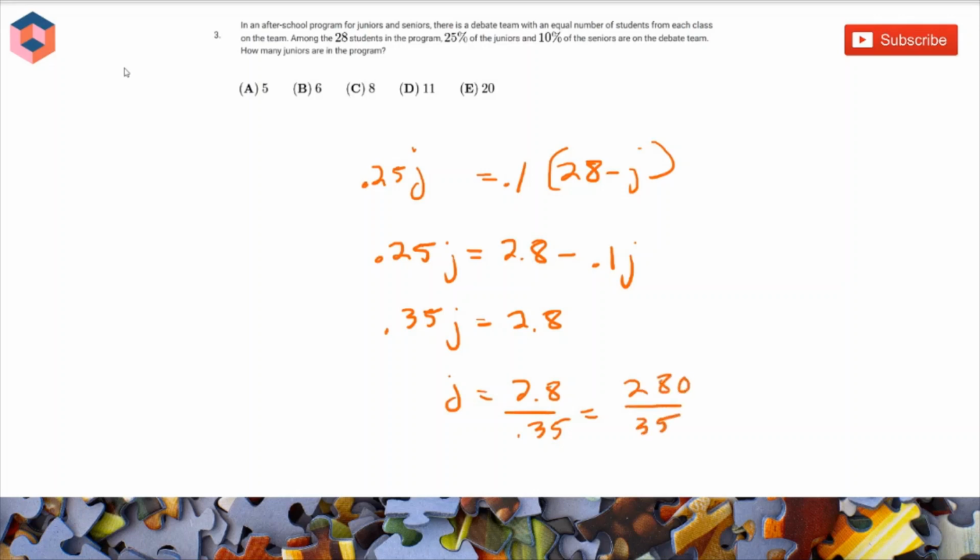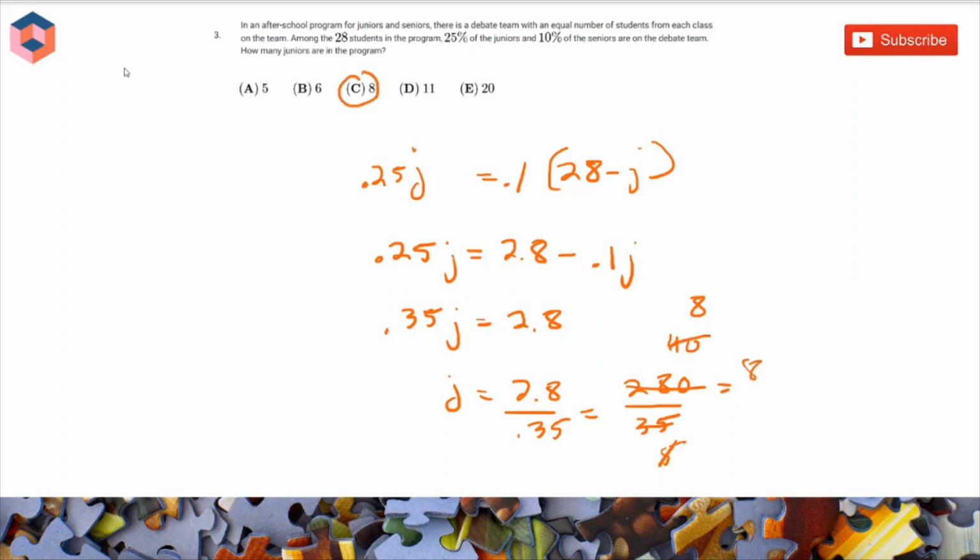The factors of 35 cancel from the top and the bottom. So let's cancel out the 7 first. We get a 5 here and 40 here. Cancel out the 40 and the 5 to give us an 8. So j equals 8. So there are 8 juniors in the program.